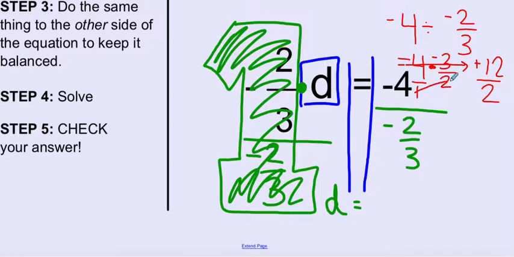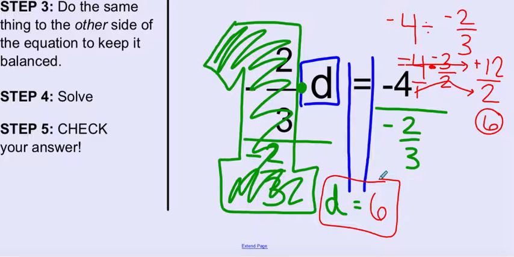2 times 1 is 2. And 12 divided by 2 is 6. You would have gotten the same answer if you plugged it into the calculator. I can always go back and check my work. Negative 2/3 times 6, does that equal negative 4? Well, I know that a negative and a positive is going to equal a negative, so I know I did that right.